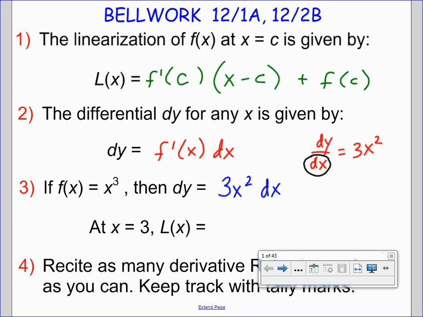All right, at x equals 3, L of x equals, well, that's just my equation, my tangent line solved for y.